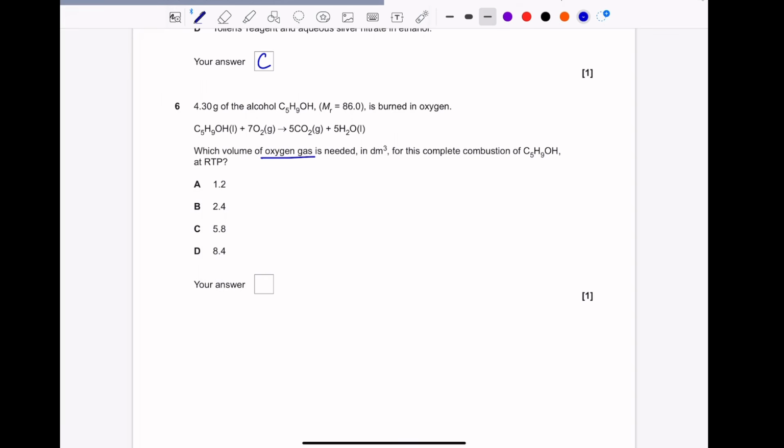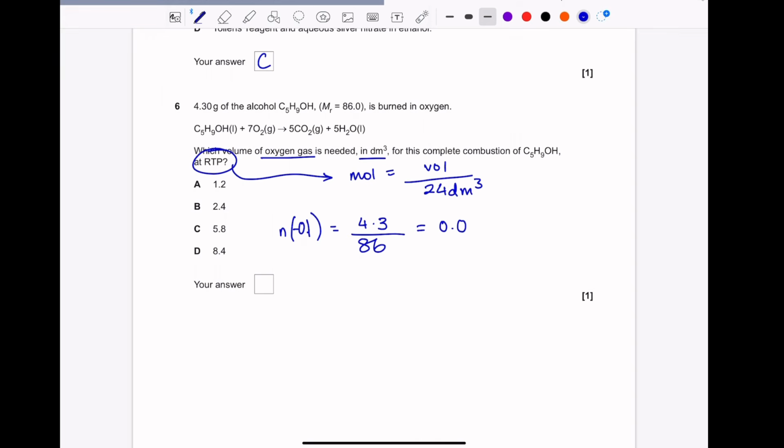Question 6 is 4.3 grams of the alcohol C5H9OH is burned in oxygen. Which volume of oxygen gas is needed in decimeters cubed for the complete combustion of this alcohol at RTP? So RTP would mean we're looking at the formula, moles is equal to volume of gas over 24 decimeters cubed. Now looking at the question, we can work out the moles of the alcohol. So the moles of the alcohol would be 4.3 grams divided by 86, and that's equal to 0.05.